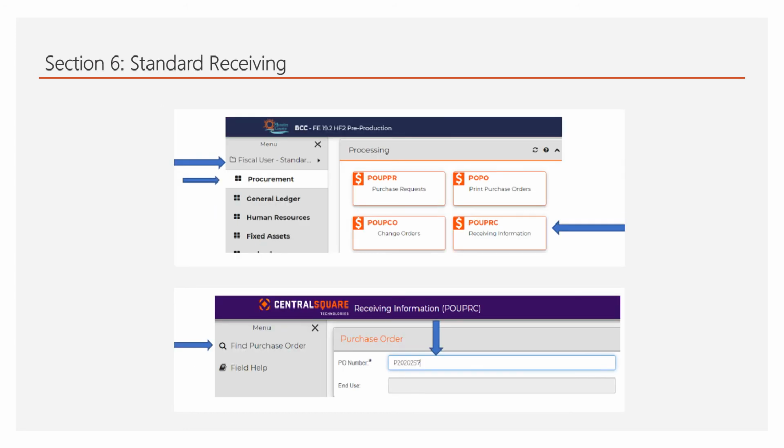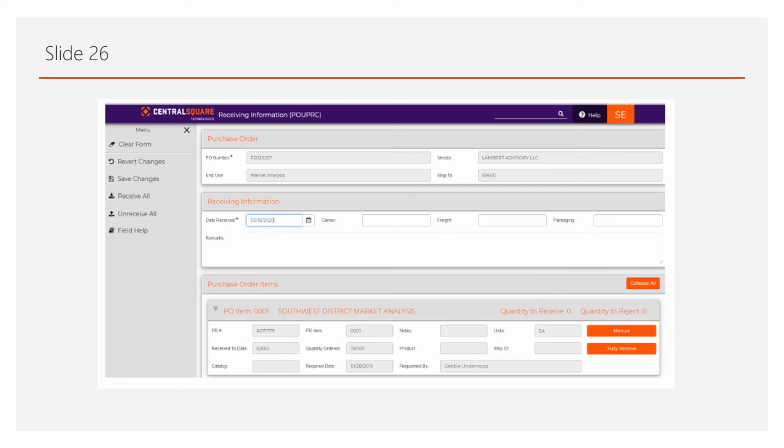Standard Receiving. The path to receive is POU-PRC from your dashboard. Fiscal User Standard Layout, click on the Procurement Task Center. In the Processing component, click POU-PRC Receiving Information. Once the screen is displayed, simply enter the PO number in the PO number field and click on the Find Purchase Order on the left navigation panel.